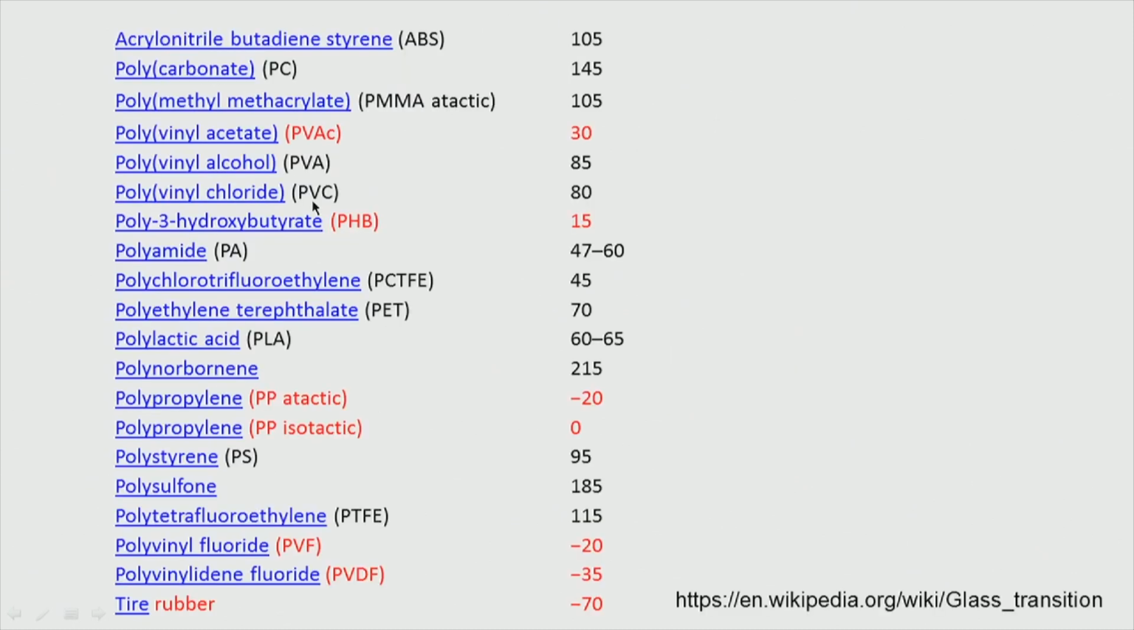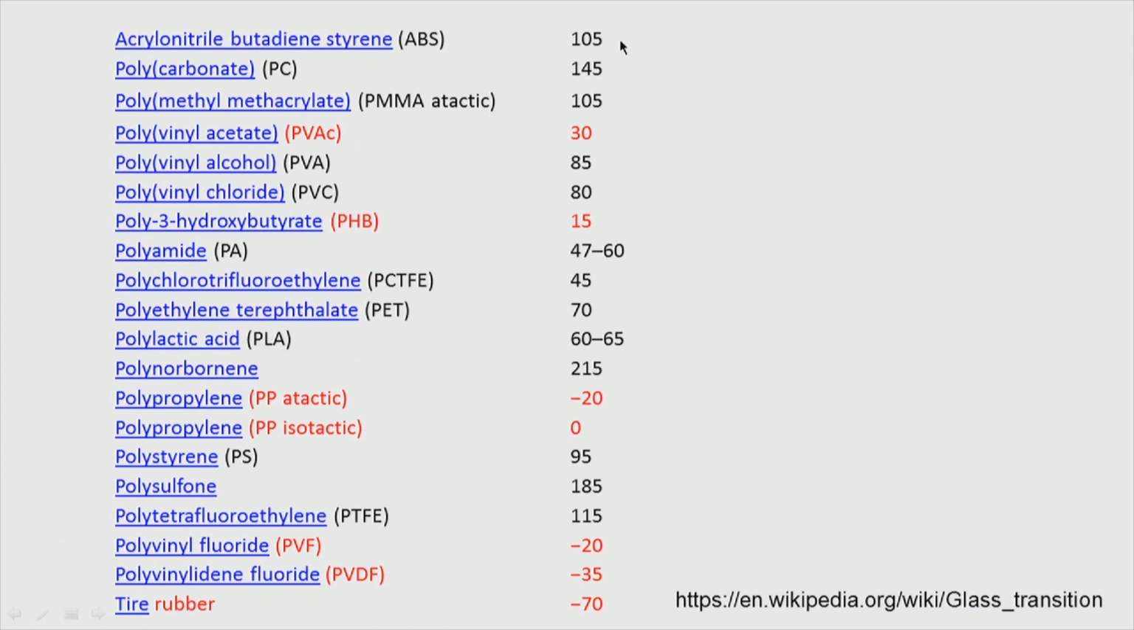This table gives you the Tg of many polymers, taken from this reference. As you can see, some of them have Tg below room temperature. If you take 30 as our room temperature, polyvinyl acetate, PHB (polyhydroxybutyrate, a polymer produced by bacteria), polypropylene, polyvinyl fluoride, polyvinylidene fluoride and rubber have very low Tgs, below room temperature.